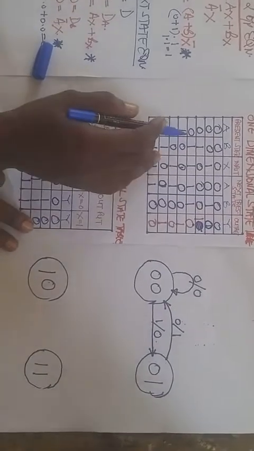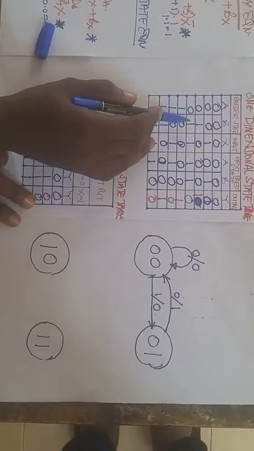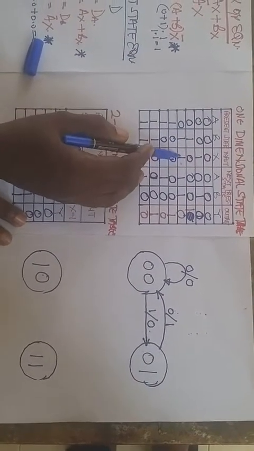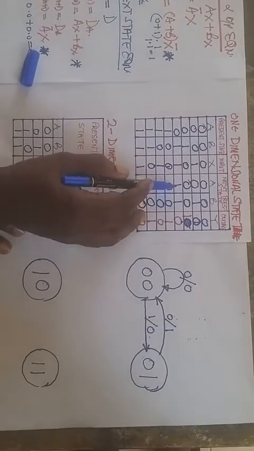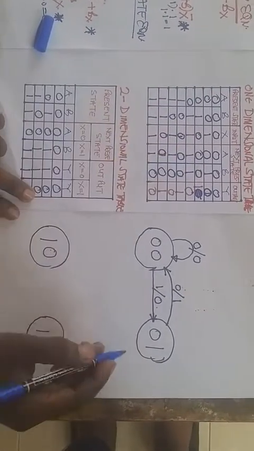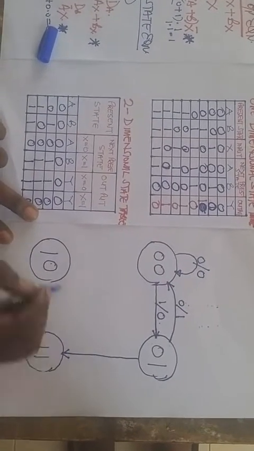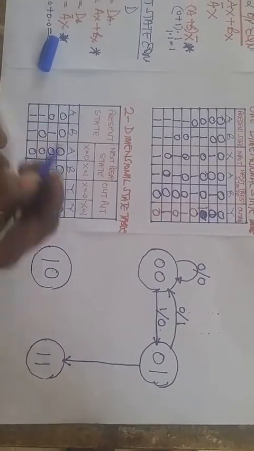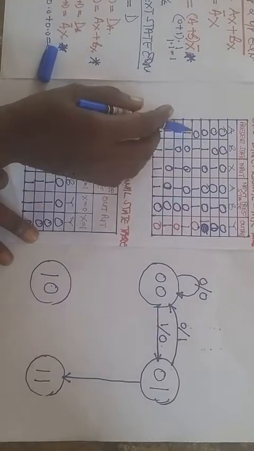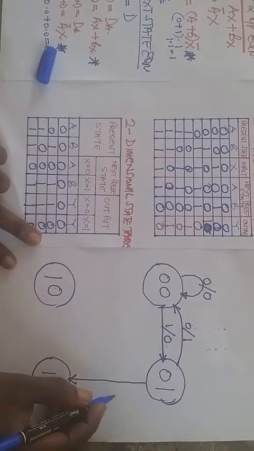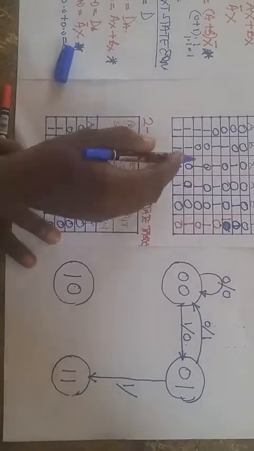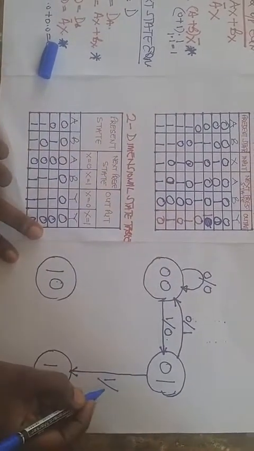We consider when it is 01 and the input is 1, there was a transition to 11. So at 01 there is a transition here, and this transition was caused by x equal to 1, and it gives an output of 0.